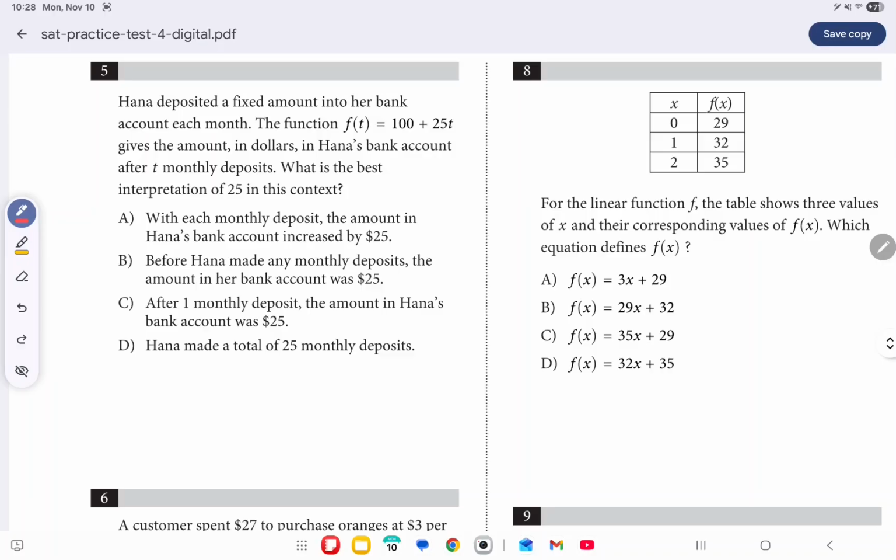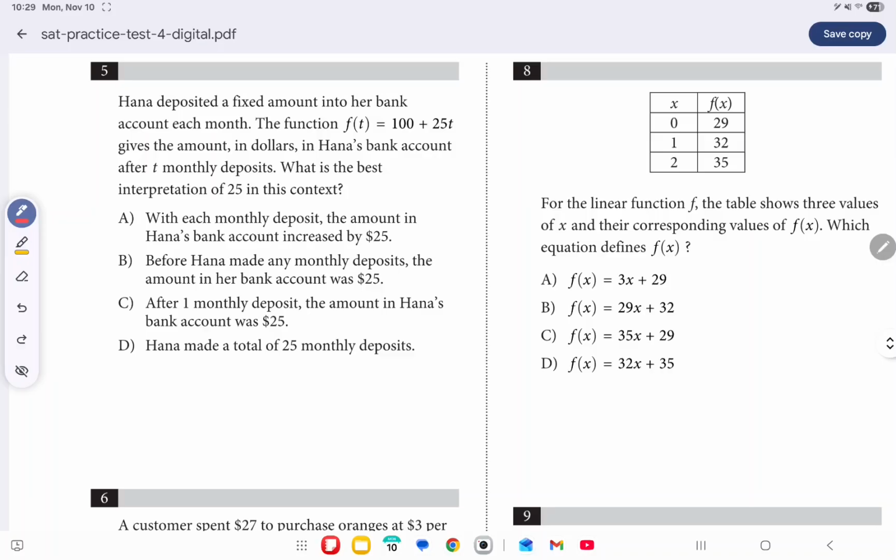So first, let's look at the function, and when we look at the function, we notice a couple things. When we plug in 0 for t, we have f of t is equal to 100. When we plug in 1 for t, we get f of t equals 100 plus 25 times 1, which is 125. When we plug in 2 for t, we get f of t equals 100 plus 25 times 2, which would be f of t is equal to 150.